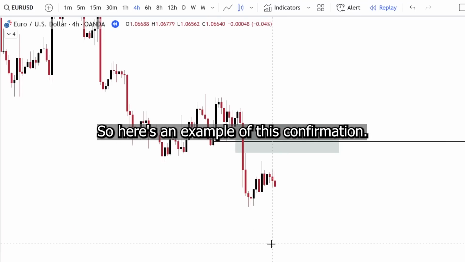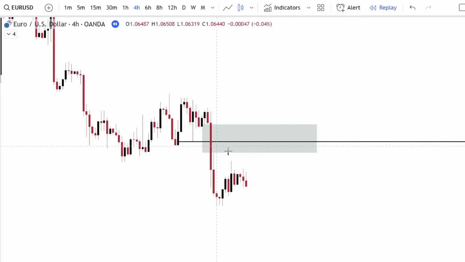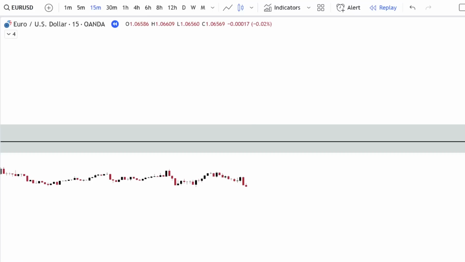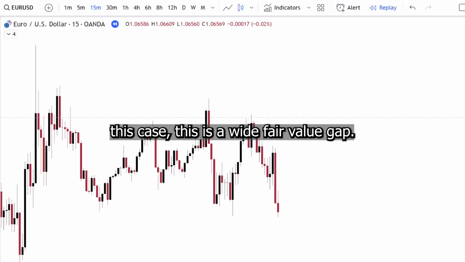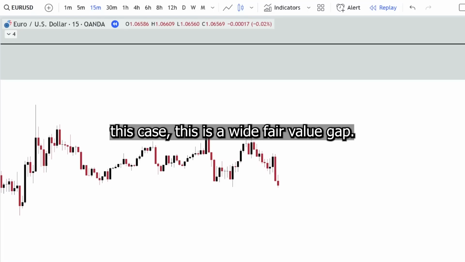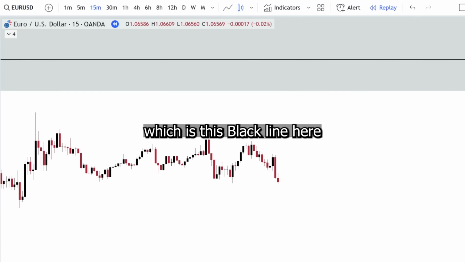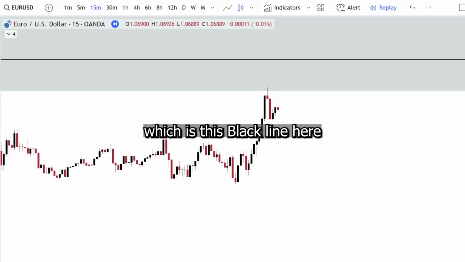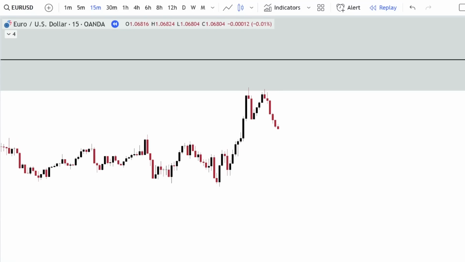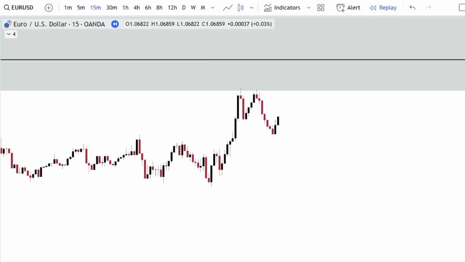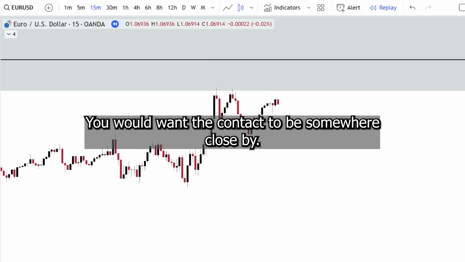So here's an example of this confirmation. Here you have your overlap fair value gap. Now let's go on to lower time frames. In this case, this is a wide fair value gap. So any false swing needs to be near our overlap, which is this black line right here. Again, we wouldn't count these just because of how wide our fair value gap is. You would want the contact to be somewhere close by.